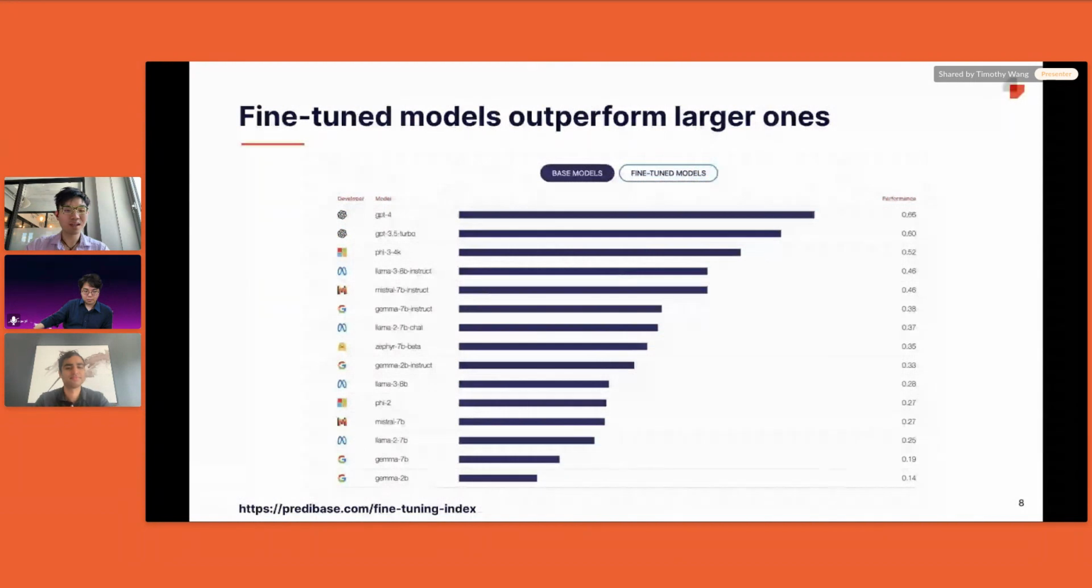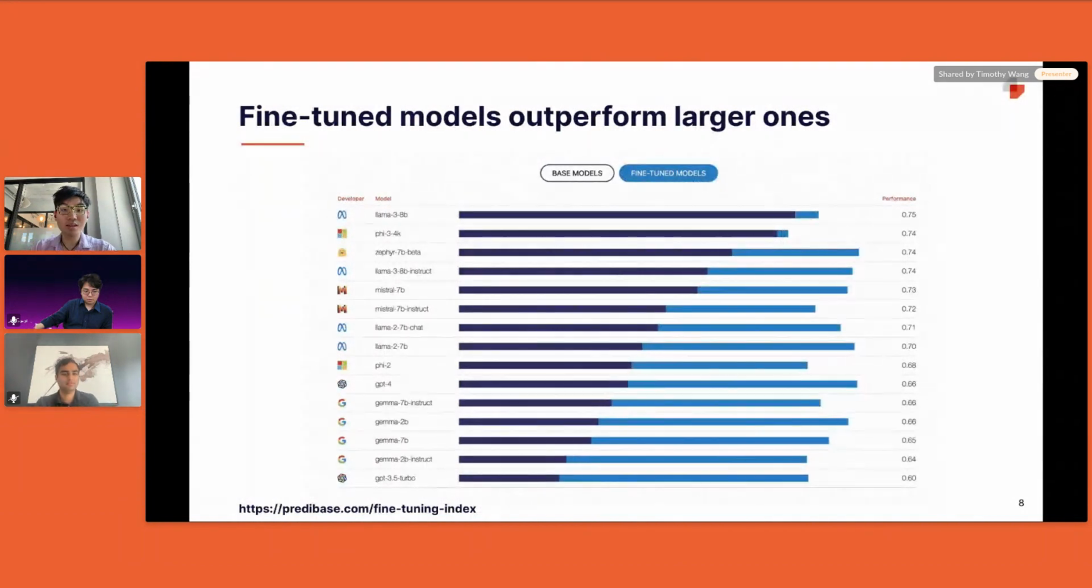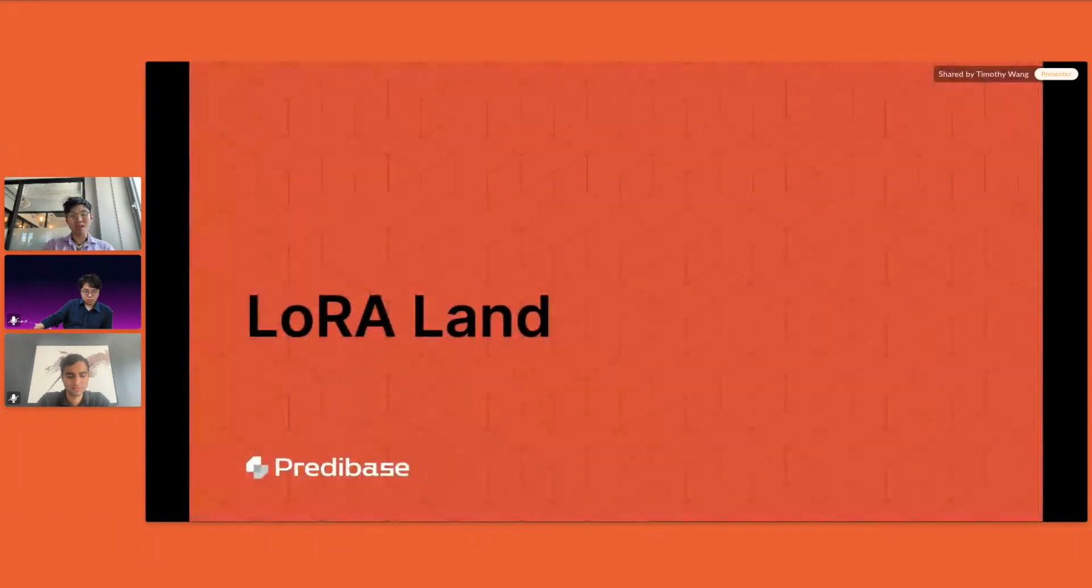Perfect. Thanks, Dev. So like Dev said, back in February, we decided to launch what we called LoRaLand. So I'm going to give a little bit of background on this and explain our evaluation framework, how we ended up doing fine-tuning and evaluation, and again, go through the Solar results.